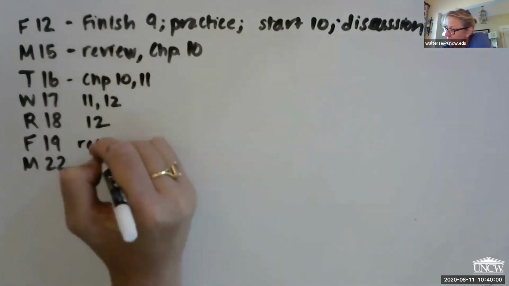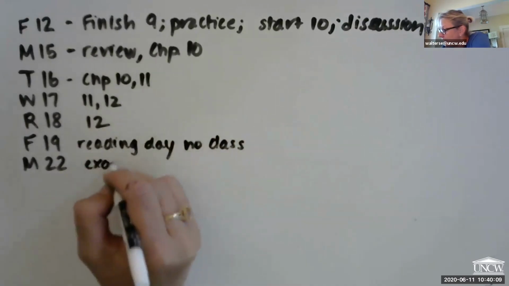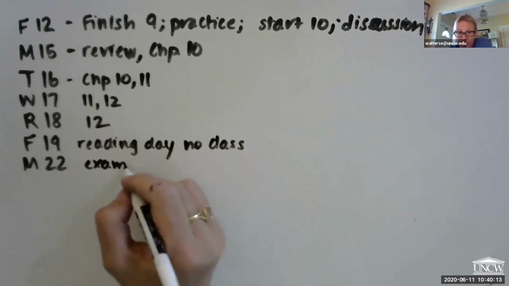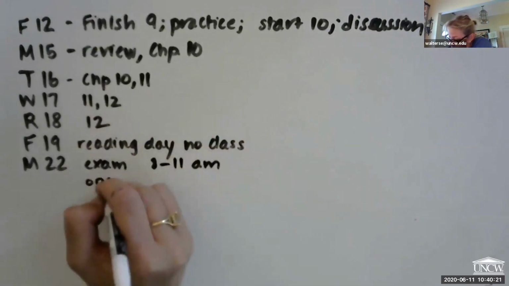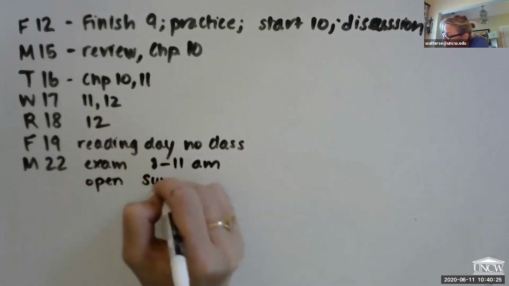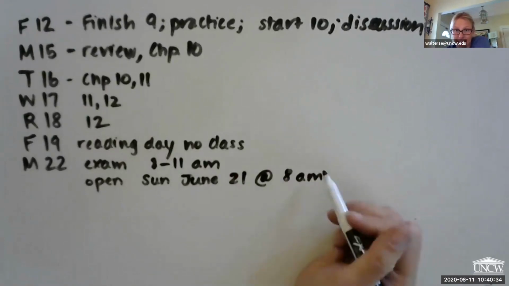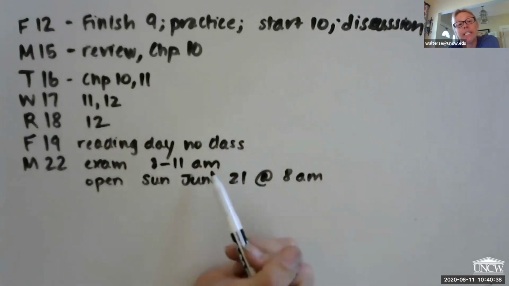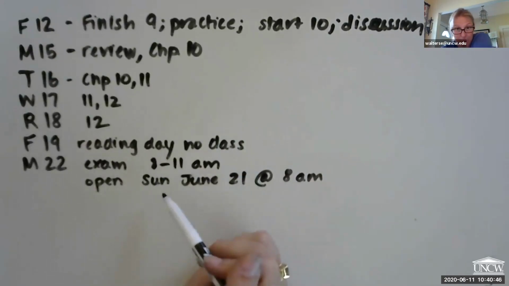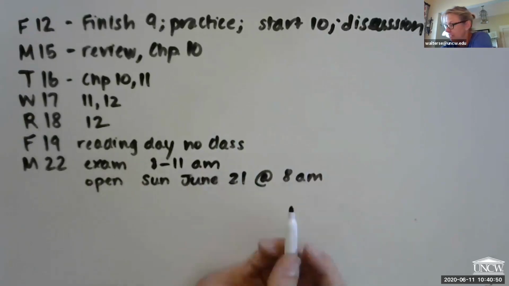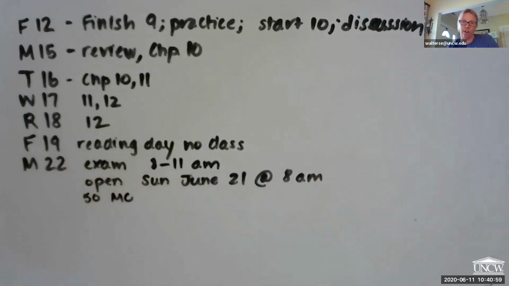Now this is reading day, and we don't have class on reading day. And then your final is on Monday the 22nd. Now this final, our time slot is 8 to 11 a.m. Now the exam will open Sunday, June 21st at 8 a.m. So you have 27 hours of access in order to take this exam, but it's due by Monday at 11 a.m. So hopefully within that time, y'all should be okay. Within some 27 hours, you should be able to find time to take the exam. The final is 50 multiple choice, and it's as evenly distributed across all the material as possible.